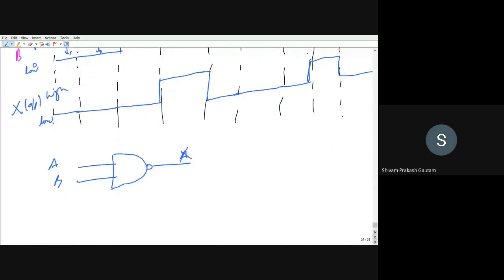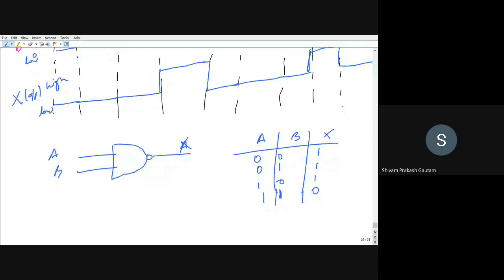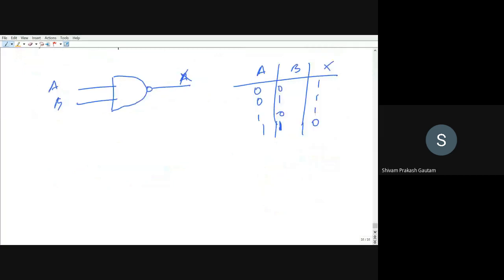If you draw the truth table for the NAND gate: 0 0, 0 1, 1 0, 1 1, the output will be 1 for the first three, and when both the inputs are high, the output will be low, right? This is the truth table for the NAND gate. Similarly, we will draw this in pulse format.